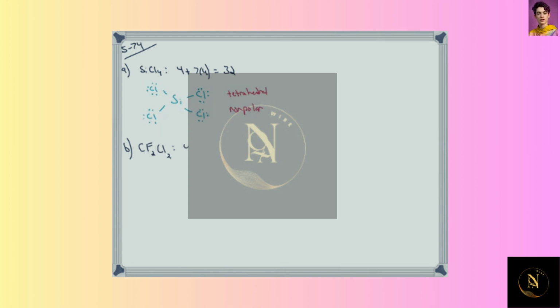The next one is CF2Cl2. When drawing the Lewis structure, we'll see that it also is tetrahedral, but the bonds are not the same. 2 of them are C-F and 2 of them are C-Cl. Although the molecule looks planar, suggesting maybe these 2 bond polarities would cancel, and these 2 bond polarities would cancel, that is not the case because the tetrahedral structure is not planar. So this would be a polar molecule. The previous one is nonpolar.